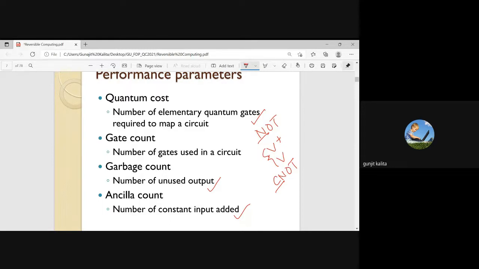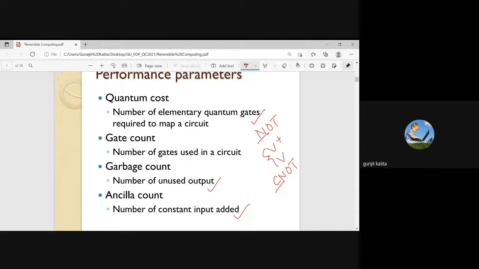As per the reversible function definition, the number of inputs must be equal to the number of outputs in your circuit or in your gate. Then it may happen that if we give a number of inputs, some of the outputs may not be required for us. Suppose we are comparing two bits using a reversible circuit. Maybe the circuit input is 10, and on the output side we require only whether they are equal, greater or smaller. So three outputs, but the rest seven outputs are not important for a particular problem like this. Then we say they are unused outputs, and we say they are garbage. So the number of such outputs which are unused is known as garbage count.